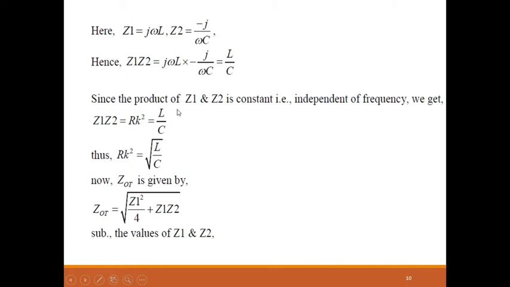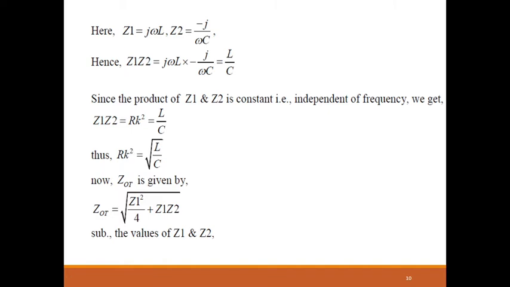Since the product of Z1 and Z2 is a constant, independent of frequency, Z1 Z2 should be equal to Rk square, which equals L by C. So if you take Rk alone, it should be equal to the square root of L by C.